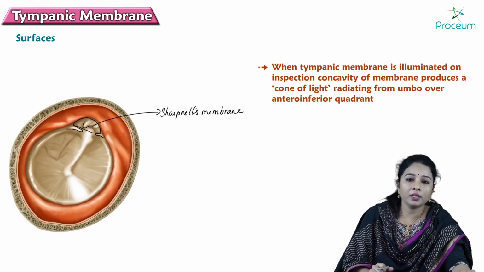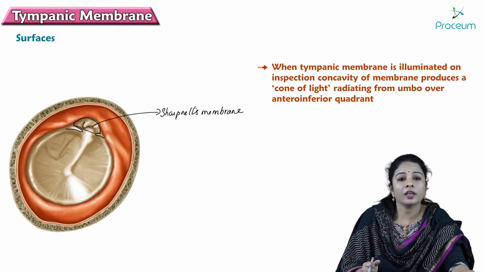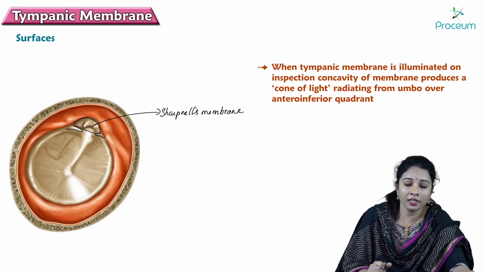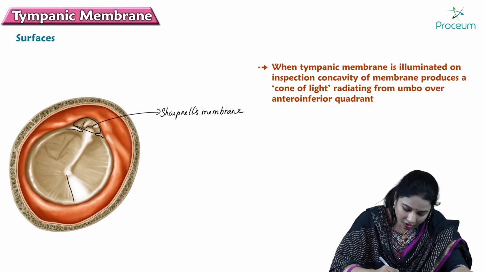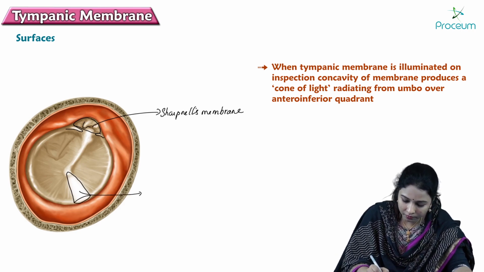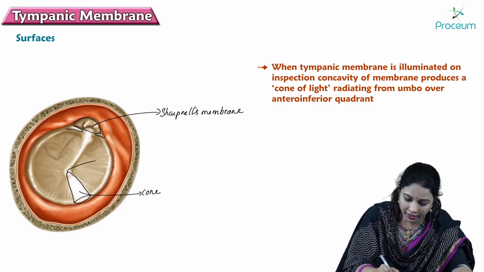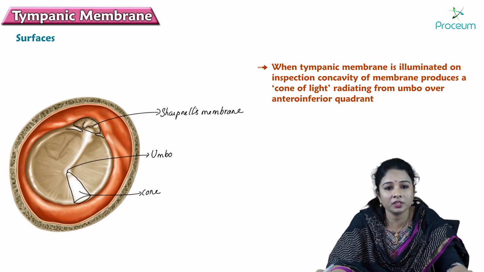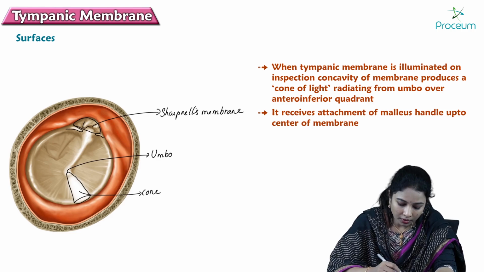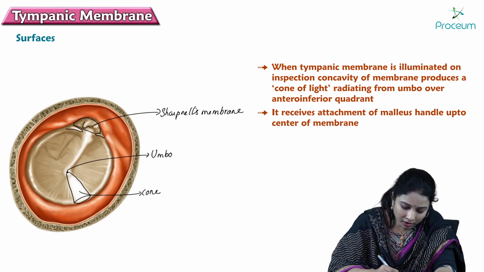When the tympanic membrane is illuminated under inspection, the concavity of the membrane produces a cone of light radiating from the umbo over the anterior inferior quadrant. So we can appreciate the cone of light here, which is radiating from the umbo, the point of maximum convexity. So it receives the attachment of the handle of the malleus up to the center of the membrane. So the handle of the malleus is attached up till the center of the membrane here. This is the handle of the malleus.